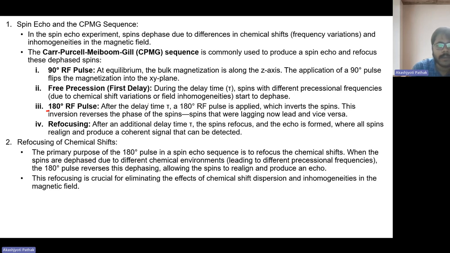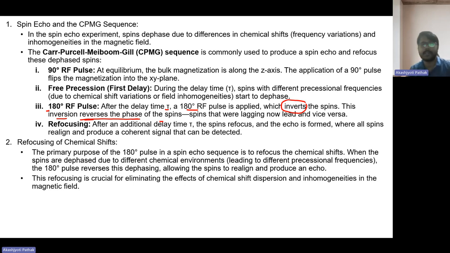So after the time delay tau, the 180-degree RF pulse is applied, which inverts the spins. This is very important. From the XY plane, it gets inverted to the X minus Y plane. This inversion reverses the phase of the spins, which is very, very important. Because of the reversal of the phase, refocusing of the nuclear spins happens.